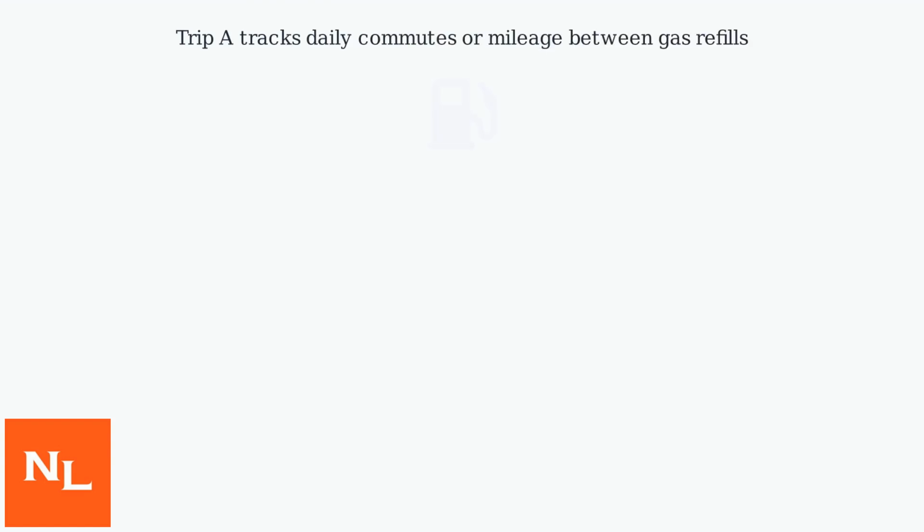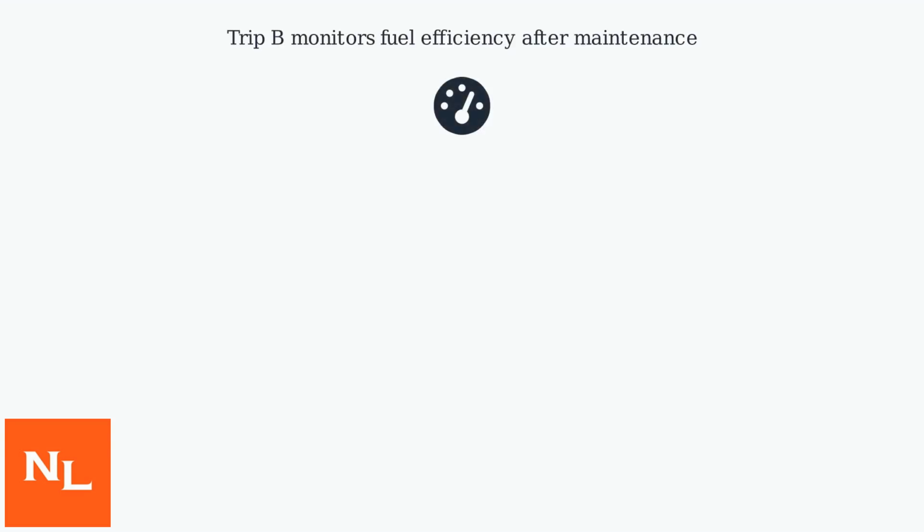Trip A is ideal for tracking your daily commute or the mileage between gas refills. By resetting it after each fill-up, you can monitor fuel consumption patterns. Use Trip B to monitor fuel efficiency after maintenance tasks like an oil change or tire rotation. Reset it before the service and track improvements afterward.